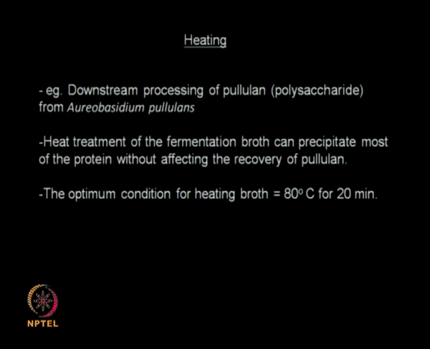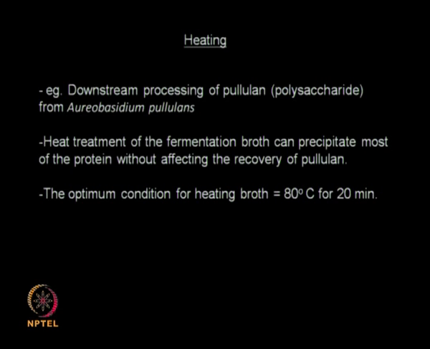Suppose I want to process a polysaccharide like pullulan, which is fermented from a microorganism. So when we heat it, certain precipitates form, precipitates of the protein, without affecting the pullulan. So the proteins which may be hindering the recovery of pullulan can be removed by this type of heating. When you heat, the proteins get denatured, and when the proteins get denatured they precipitate out. So you can separately recover the pullulan. That is the main advantage in this particular case, and it is a very good separation process.